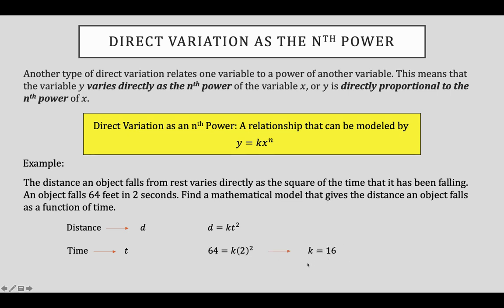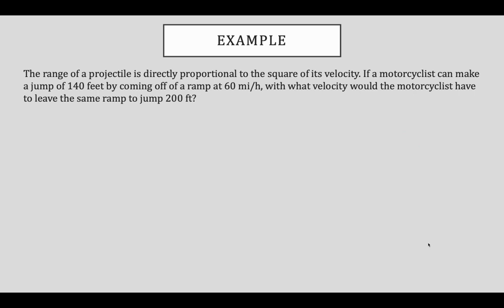Now that we have our constant of proportionality, we can plug that into our equation to get our model. d is equal to 16t squared. This equation right here, this mathematical model, will give us the distance that the object has fallen for any time value that we want to plug in. Let's do another example here.